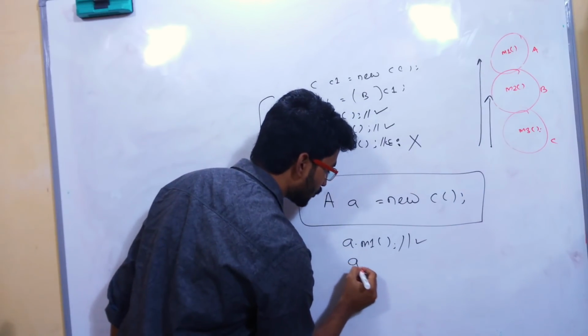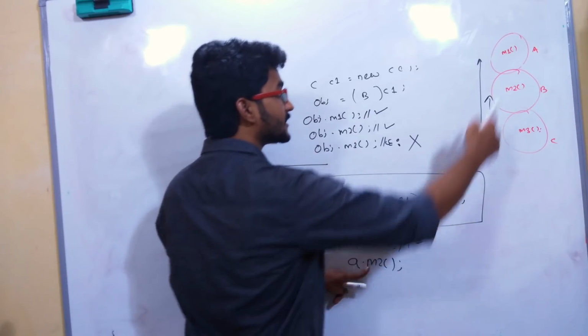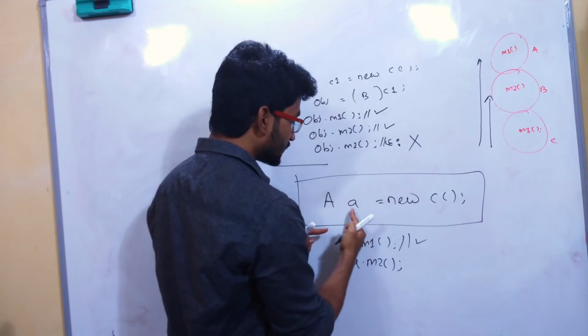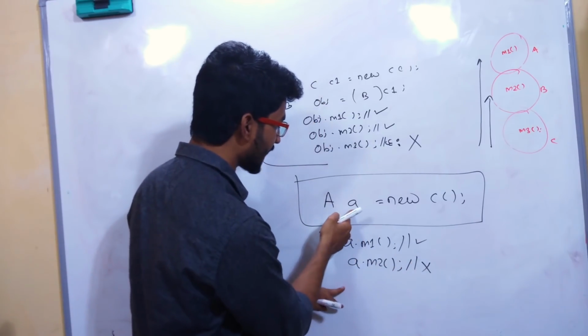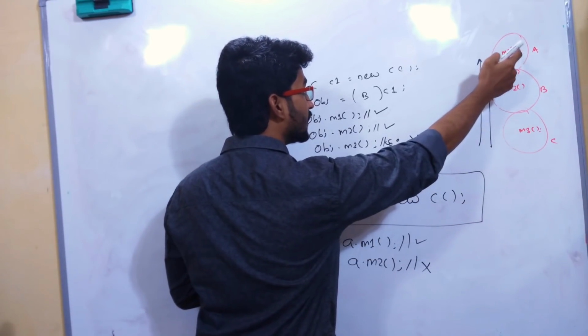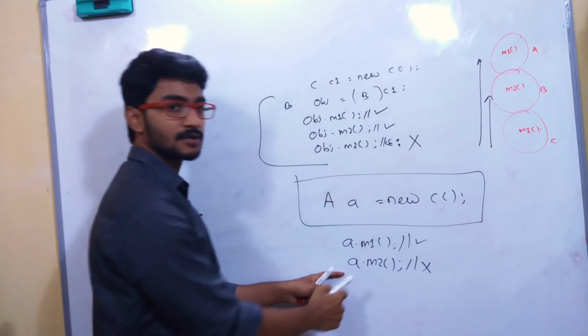Right now, can I do A.M2? The M2 method is here in the A class. No, it is not there. So this particular code is going to give me a compilation error, because this A is of A type, and in the A class we do not have a method called m2, so it is going to give me a compilation error.